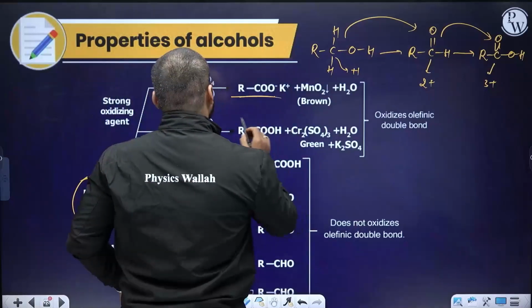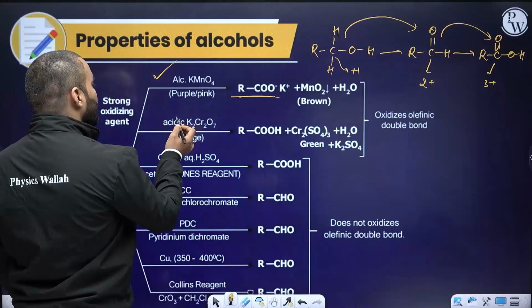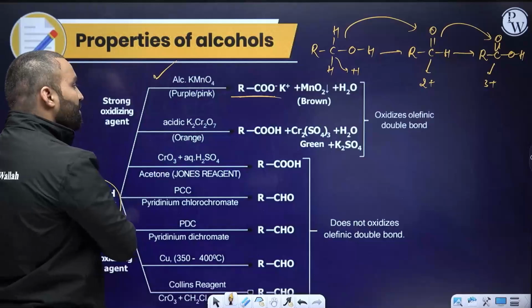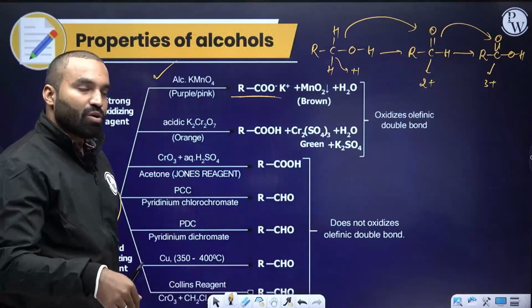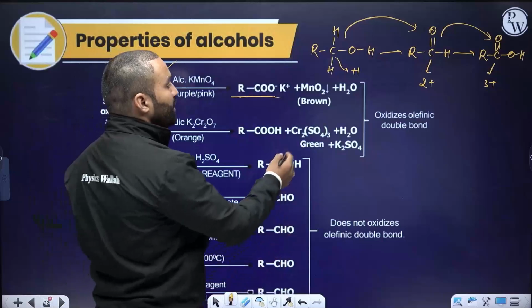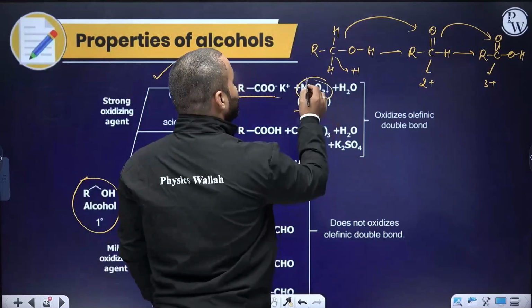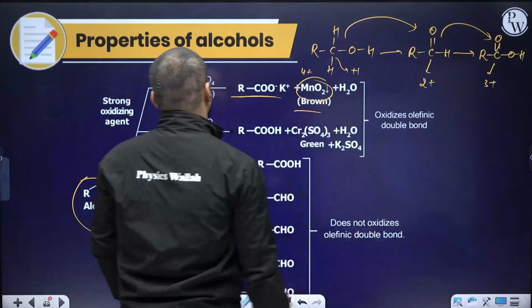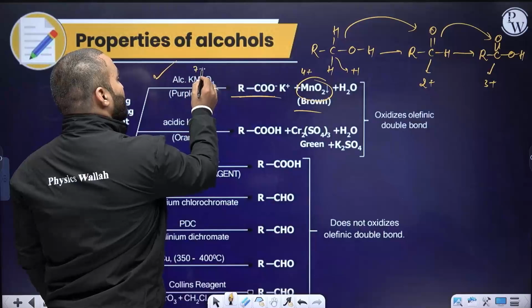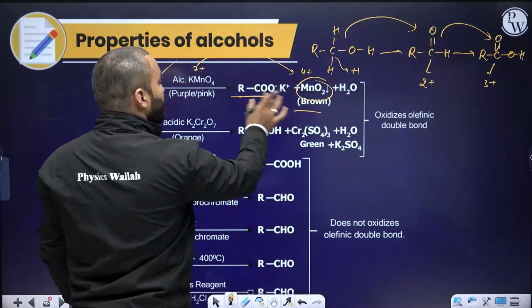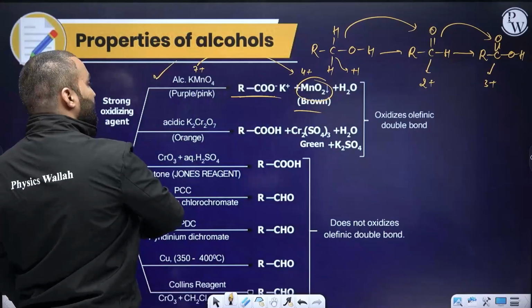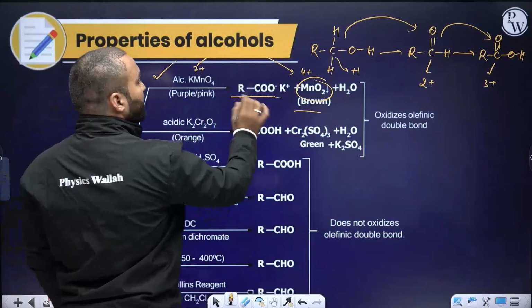The statement that will be given to you will be the following: a primary alcohol was treated with KMnO4 and the purple color is discharged. What is the product obtained, which is brown in color? The compound obtained is manganese in 4+ oxidation state. It's a redox reaction. Manganese is in 7+ oxidation state. So this 7+ is reduced to 4+, manganese is reduced. Carbon is oxidized from 1+ to 3+.